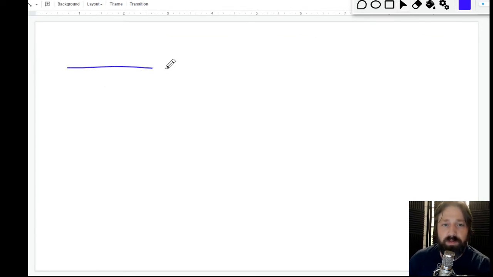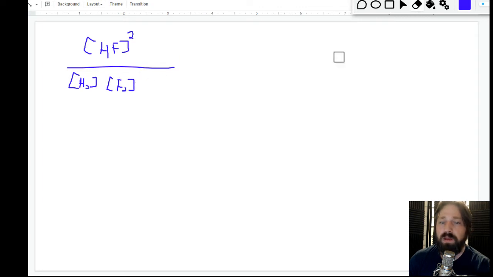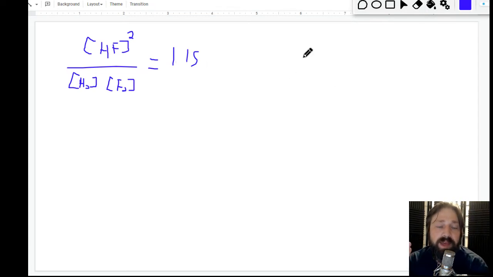Remember, this is our equilibrium expression: the concentration of hydrogen fluoride squared, over the concentration of H2 times the concentration of fluorine F2. And we know that all of this is going to equal 1.15 times 10 to the second. Another way of thinking about this is 115. So, in fact, let's just say it's 115. Maybe easier to think about. All right, so we have that.